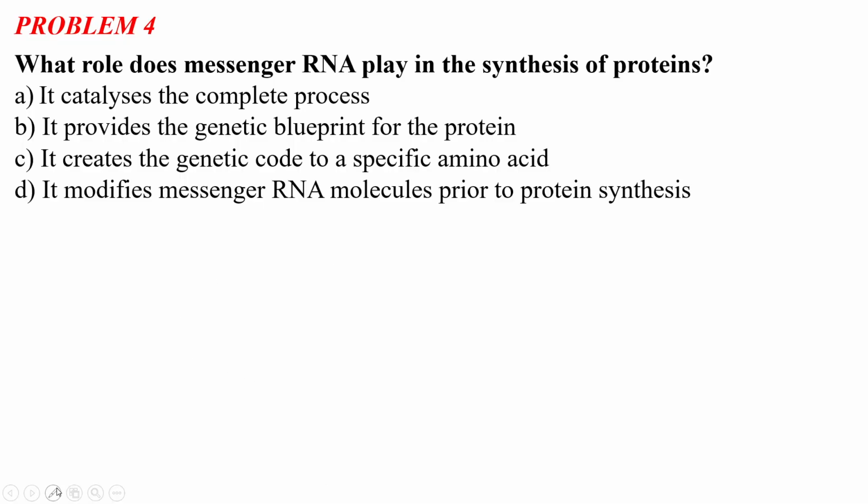So problem number 4 asks: what role does messenger RNA play in the synthesis of proteins? Your options are: A, it catalyzes the complete process; B, it provides the genetic blueprint of the protein; C, it creates a genetic code for a specific amino acid; D, it modifies messenger RNA molecules prior to the protein synthesis. What role does messenger RNA play in the synthesis of proteins?